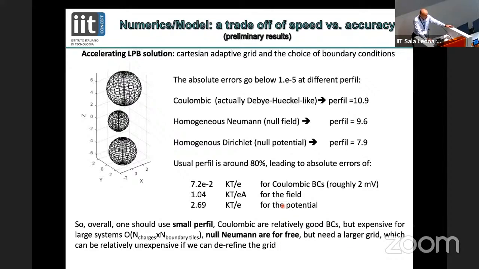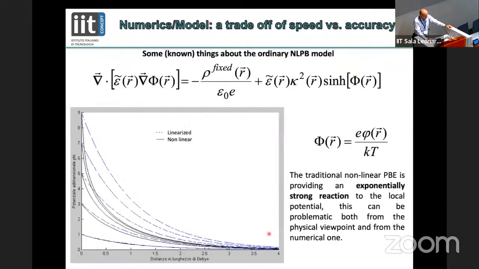However, if we can afford having a larger box while not increasing so much the number of unknowns, so the computational complexity, we could use Neumann homogeneous boundary conditions, which are actually for free in the case of finite element, and you will skip the problem of assigned boundary conditions. Let's now turn to the second part, the nonlinear Poisson-Boltzmann.